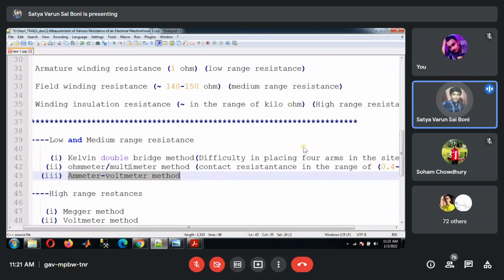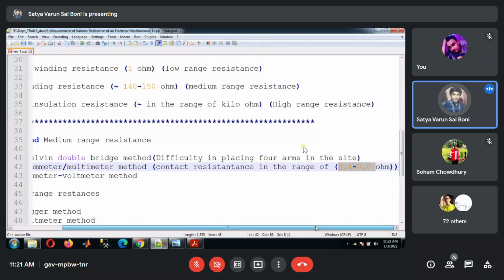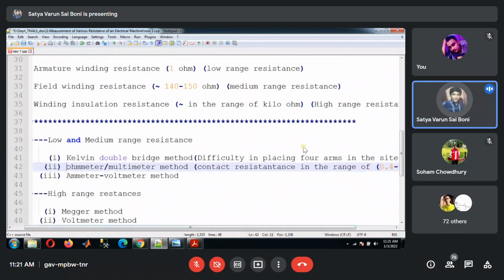Because if you see the other two methods, they have their own disadvantages. If you come to the ohmmeter and multimeter method, there is a contact resistance. While you are measuring low resistance, I told you that it is in the range of 1 ohm. If you measure that 1 ohm by using the ohmmeter or multimeter method, there is a contact resistance of 0.4 to 0.6 ohm. So it will clearly show an error in the output, a large error, because it is almost 0.4 to 0.6 ohm contact resistance. So this is the major disadvantage with the ohmmeter and multimeter method.